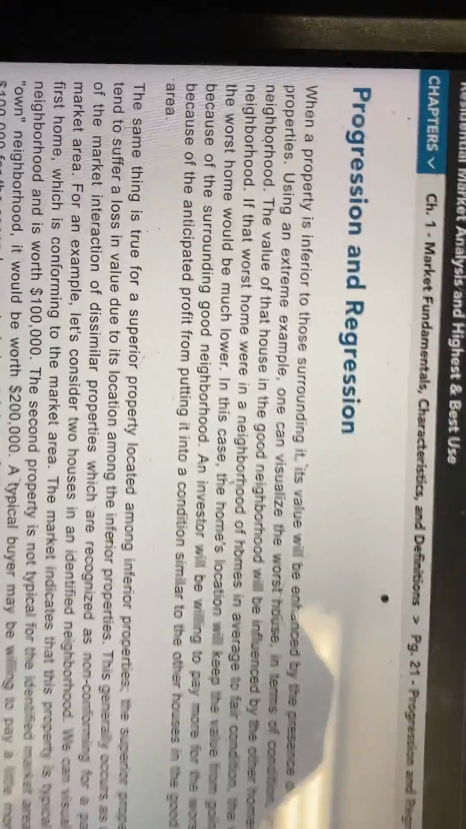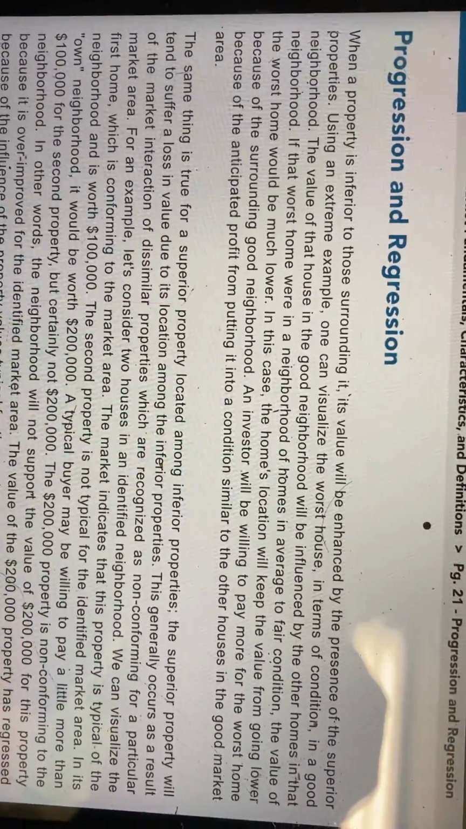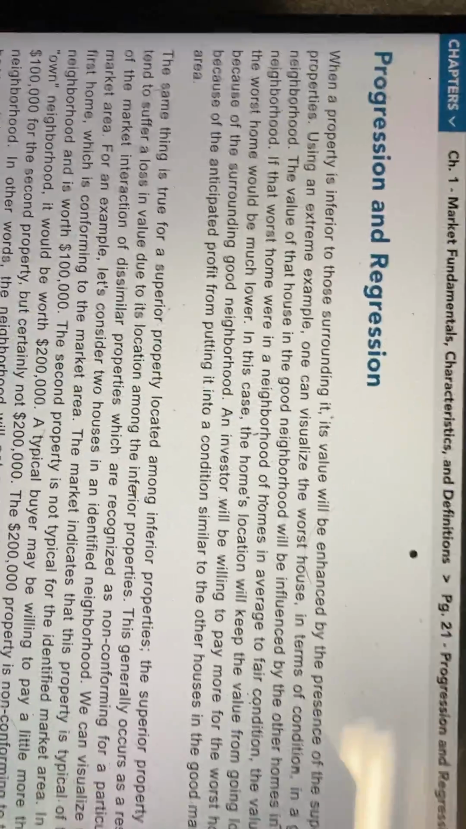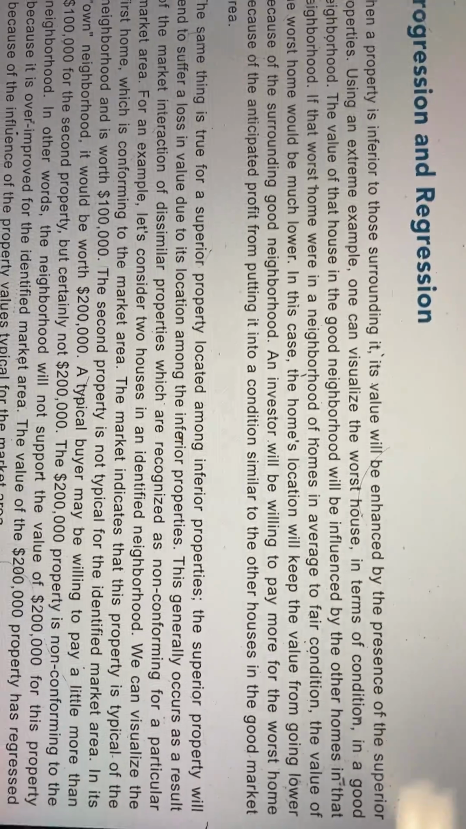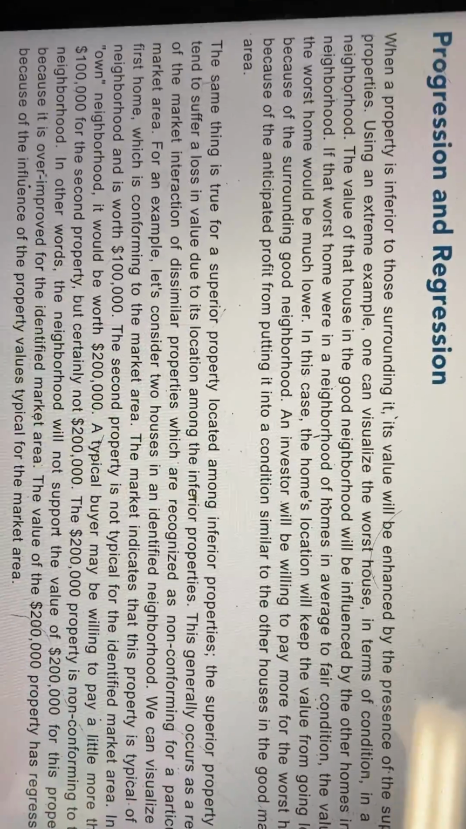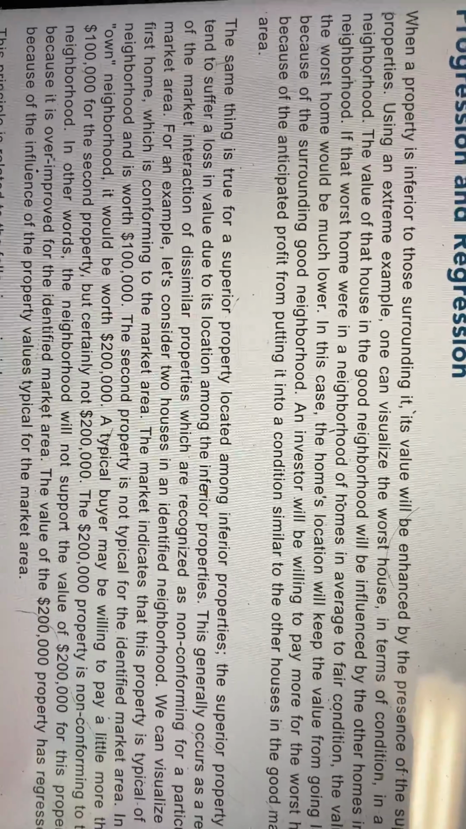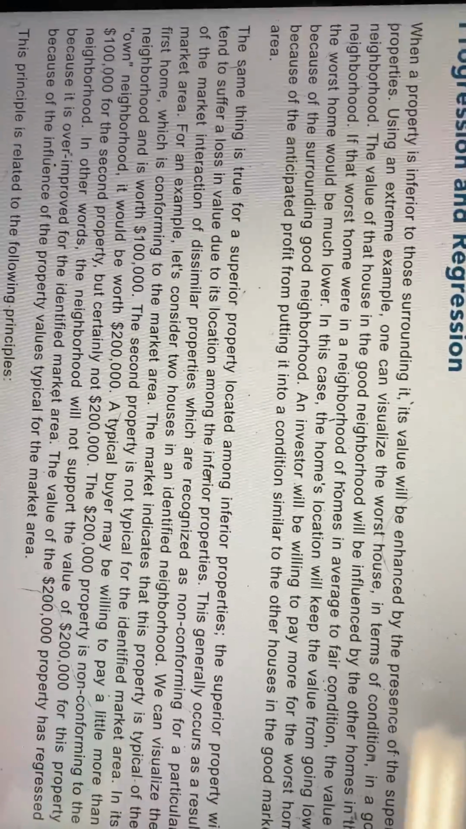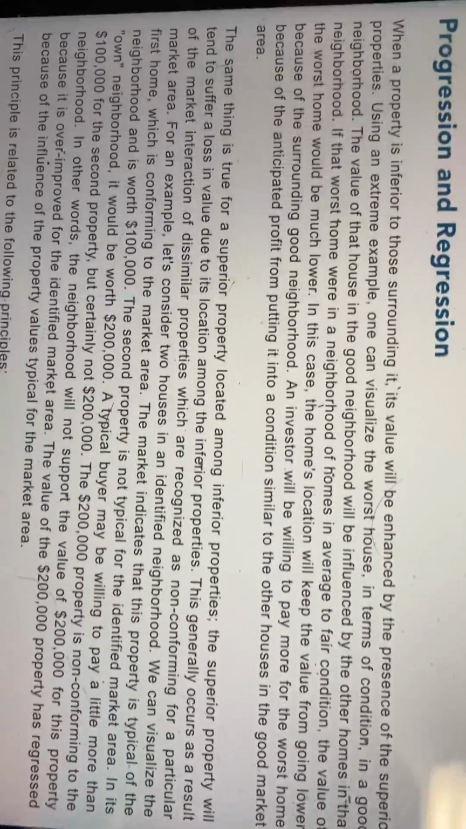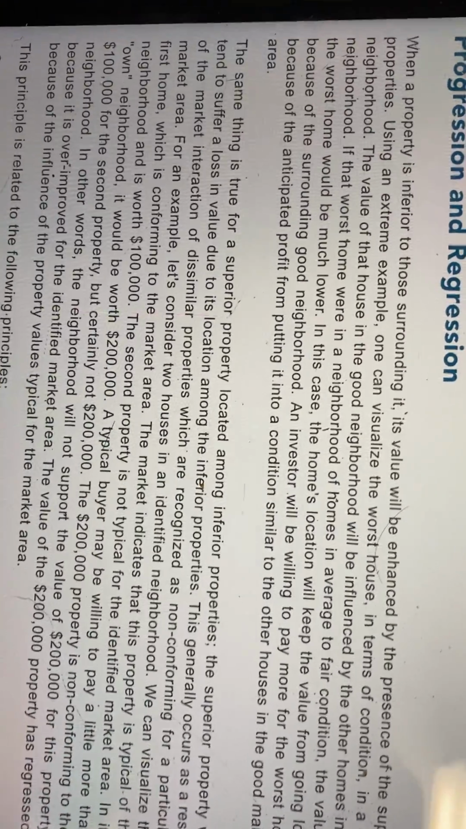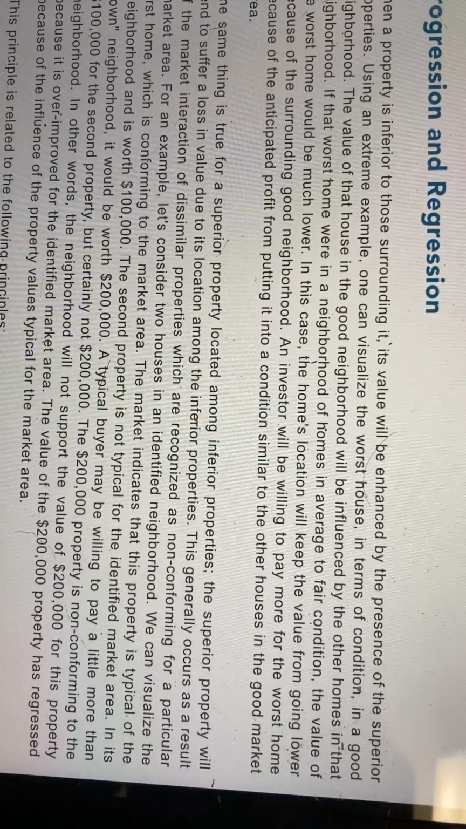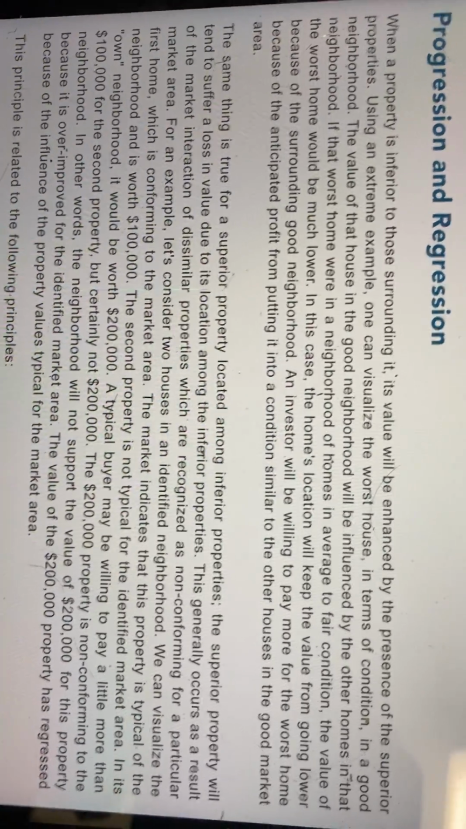Page 21, progression and regression. When a property is inferior to those surrounding it, its value will be enhanced by the presence of the superior properties. Using an extreme example, one can visualize the worst house in terms of condition in a good neighborhood. The value of the house in the good neighborhood will be influenced by the other homes in that neighborhood.